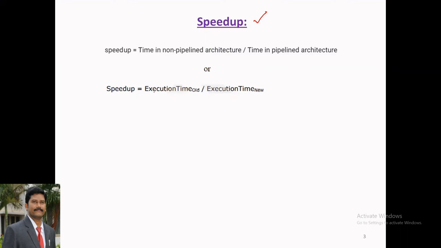Or sometimes the speed up equals execution time old divided by execution time new, because in the same pipeline architecture, sometimes a 4-stage pipeline is extended to 6 stages. Then how much speed up? In those cases we can use this formula: execution time in the previous pipeline divided by execution time in the new pipeline architecture. So this is the only concept. Let us go to the previous GATE problems and practice.